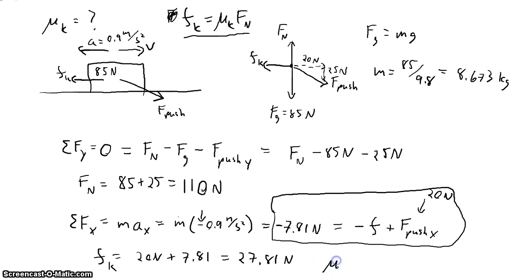So that means that mu sub k is equal to the strength of the friction force. To just emphasize that, I'll put the absolute value signs here. Strength of the friction force divided by strength of the normal force. That gives us 27.81 newtons divided by 110 newtons, which gives us a final answer of 0.25. Since the coefficient here is a ratio of two forces, the units cancel out.